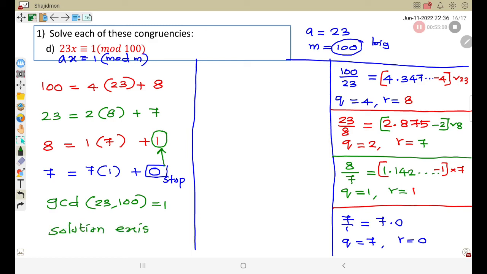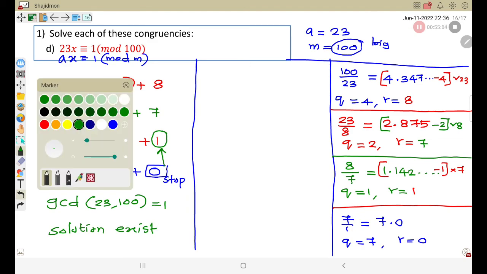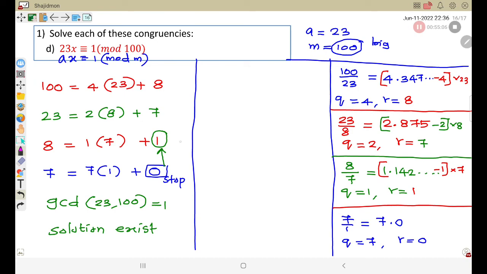Correct? Solution exists. Okay. Now write all the steps in reverse order. First write 1 in reverse. 1 equals 8 minus 1 multiply 7.